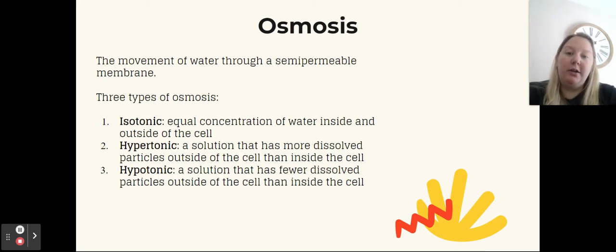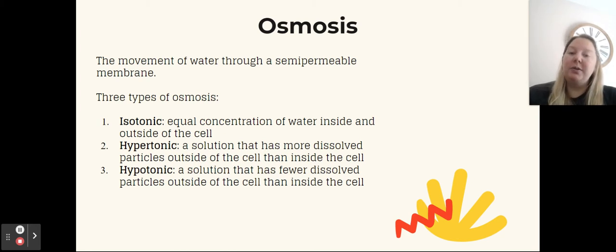Osmosis is the movement of water through a semi-permeable membrane. Water is so very important, and it can happen in three different ways depending on the cell. The first type of osmosis is called isotonic. This is where the concentration of water inside of the cell is the same as the concentration of the water outside of the cell. Meaning we have say 12 water molecules inside our cell and 12 water molecules outside of our cell. As one of our water molecules leaves the cell, another one will enter. Osmosis is balanced.